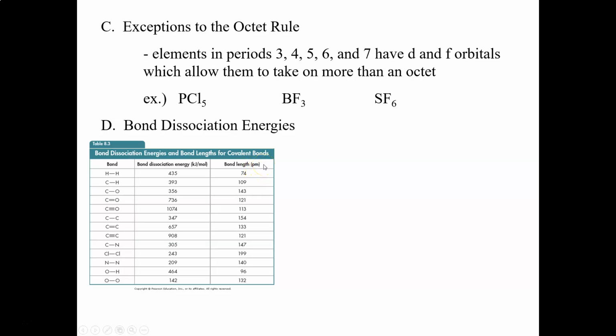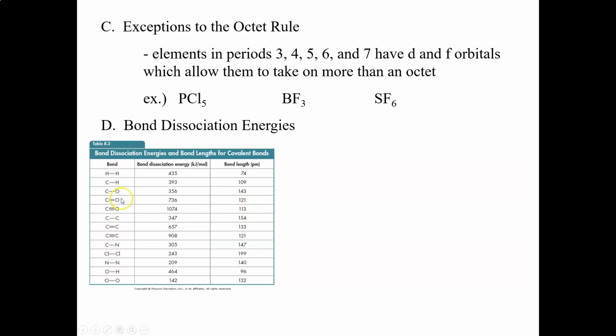If you remember your metric system, pico was way small. Right, we're talking about trillionths of a meter. And of course, since we're talking about atoms, we knew they were going to be really small amounts of space. So bond length, remember, that is the distance from the center of one atom to the center of the other atom. The distance between them is the bond length. So H single bond H is 74 picometers. C single bond H is 109. C-O is 143. C double O, 121. C triple O is 113.